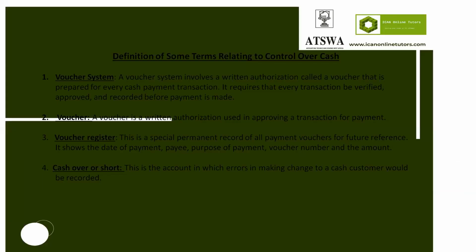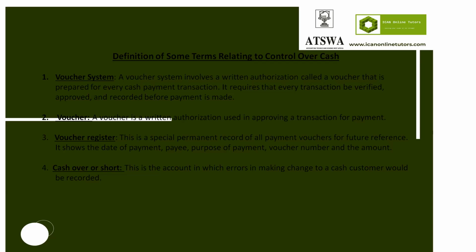Let's look at some definition of terms relating to cash transactions. We have what we call a voucher system. A voucher system involves a written authorization called a voucher that is prepared for every cash payment transaction. That's what we call a voucher system. It requires that every transaction should be verified, approved, and recorded before payment is made. You have to verify, you have to approve, and you have to record it before payment is made.